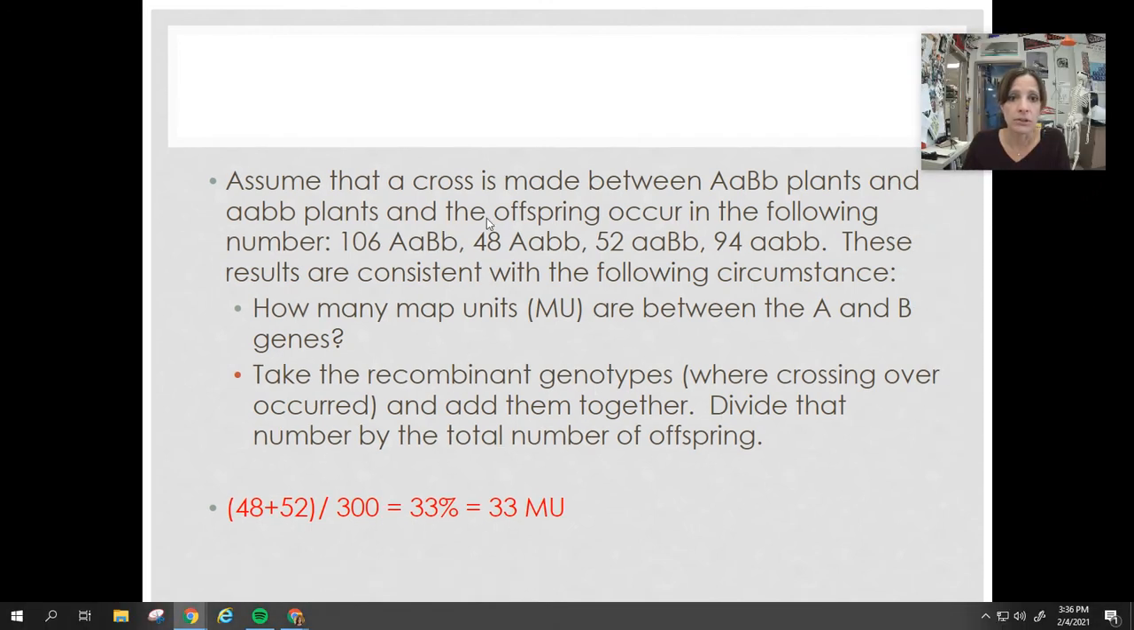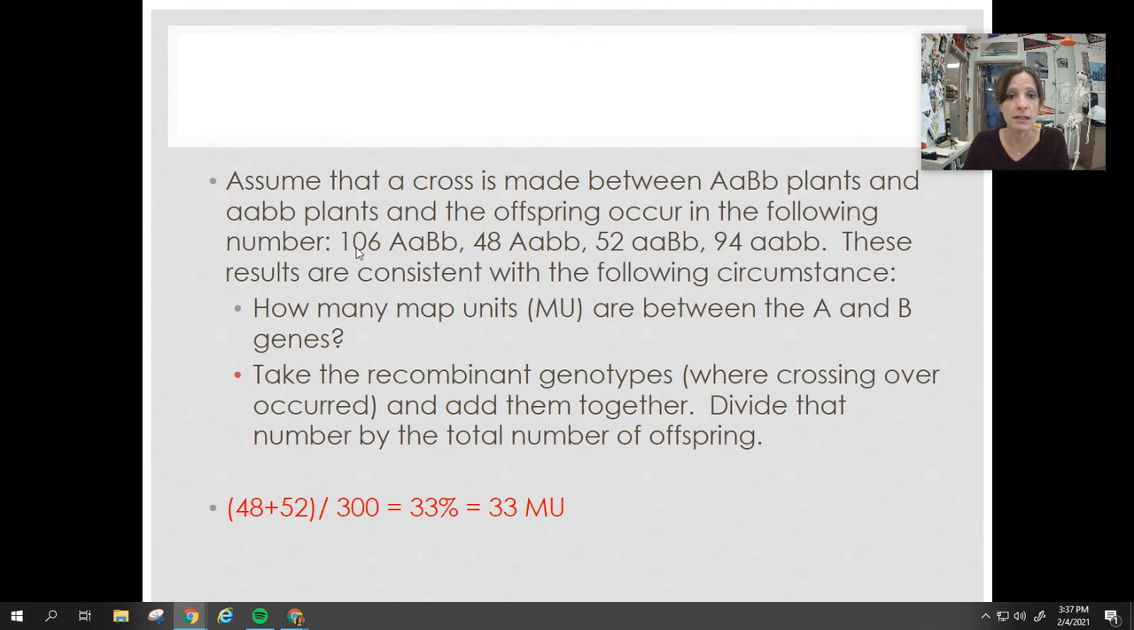All right, so you may be given a problem like this. It says, assume the cross is made between one heterozygous plant and one recessive plant, which is kind of like a test cross, except you wouldn't know this one. And the offspring are going to give you these numbers. So you get 4 different genotypes of offspring. This number is the number of offspring, okay? And you want to find how many map units are there between the A gene and the B gene.